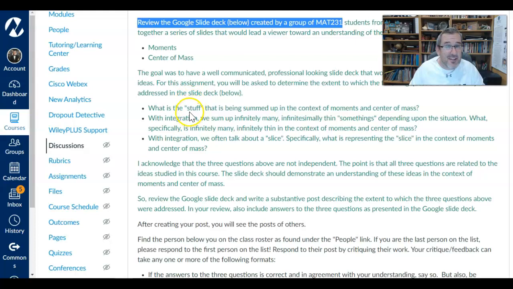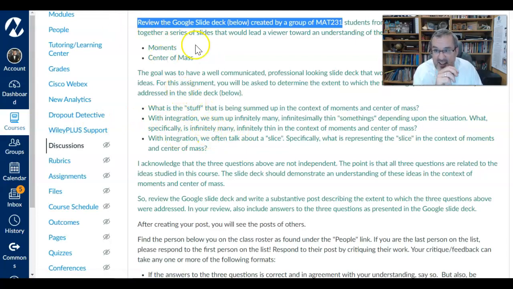And I asked them specifically, because of this idea of summing stuff up, to address in their slide deck what is the stuff being summed up when we talk about moments and center of mass. And because of integration, we have this idea of infinitely many, infinitesimally thin somethings. What is the something when we're talking about moments and center of mass? And then we talk about slices. We're going to slice this up and have, like you've seen, cylindrical discs or shells or washers or whatever. What is a slice in the context of moments and center of mass?